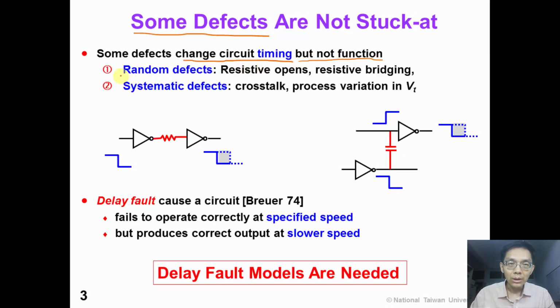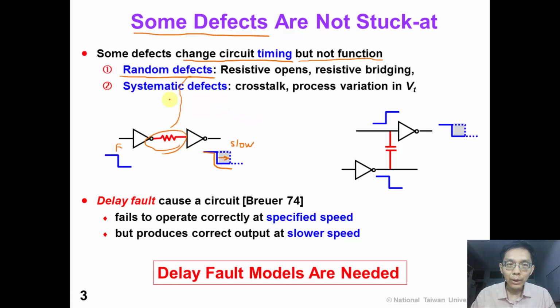For example, for a random defect, such as a resistive open, suppose we have a poor via or a poor contact between two inverters. If we apply a falling transition at the input, the good output can be like this, but the faulty output is slower than the good output. It is not a stuck-at fault. The output is just slower, but it is not stuck.